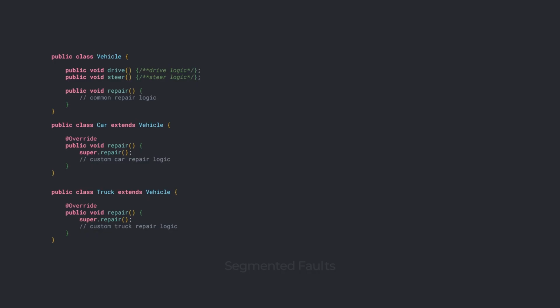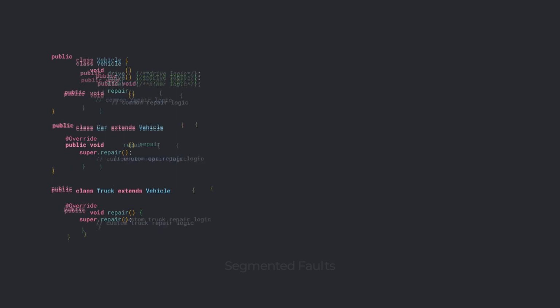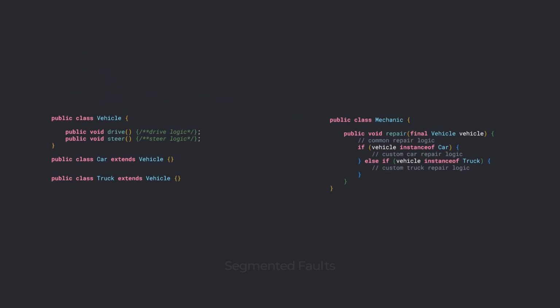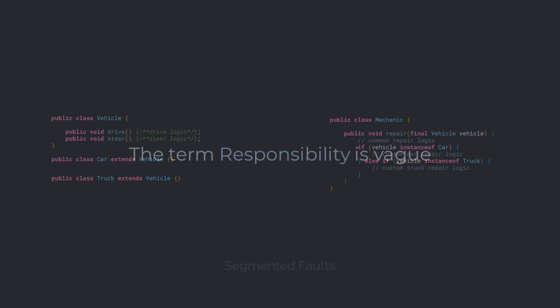However, when we need to make a change to the repair logic, we may need to change as many as 3 classes in this case. Instead, extracting the repair responsibility to its own mechanic class allows us to keep all the repair logic in a single place. I chose this example because it is easy to see the divide in responsibilities here.